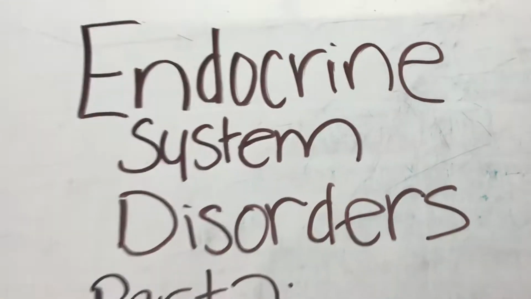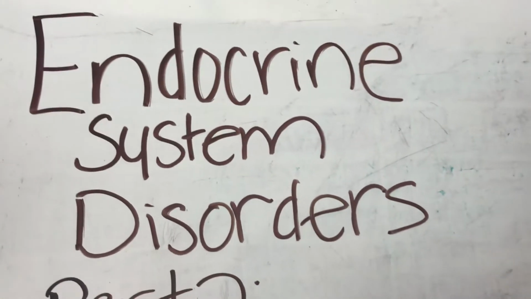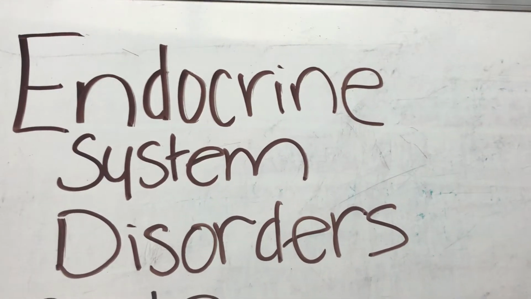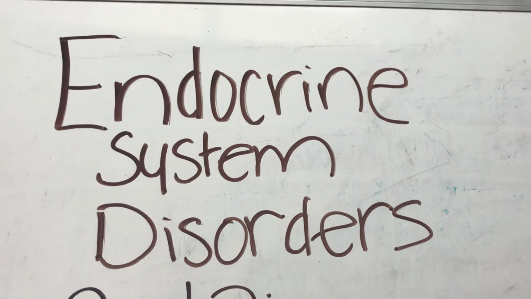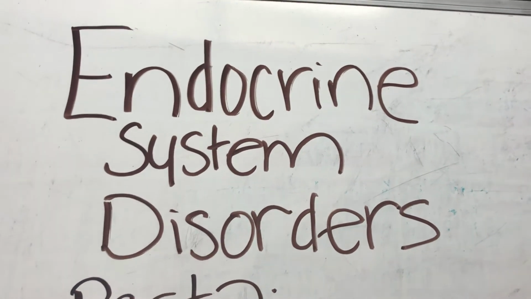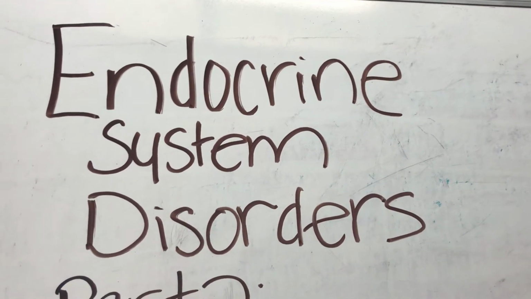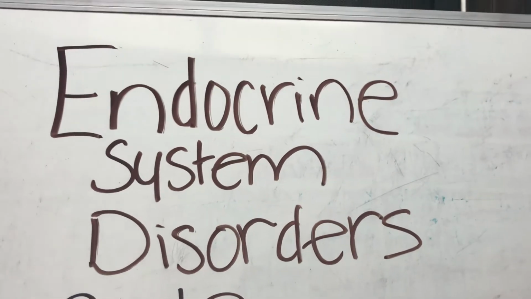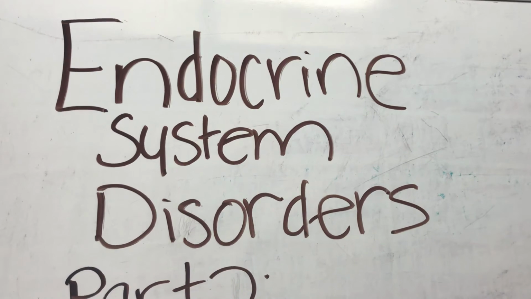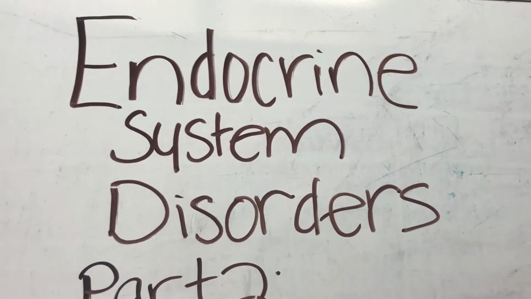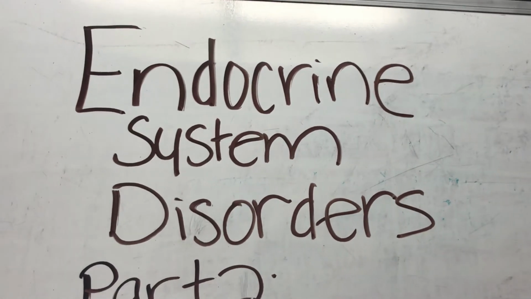Go back and remember, like I said, when you're studying, make sure you study one disorder at a time. Learn the first one, learn the hyperfunction. Learn when it's too much. And you know, okay, so the hypofunction is going to be the opposite. So one of them is too much and one of them is not enough. So that completes our endocrine system disorders.